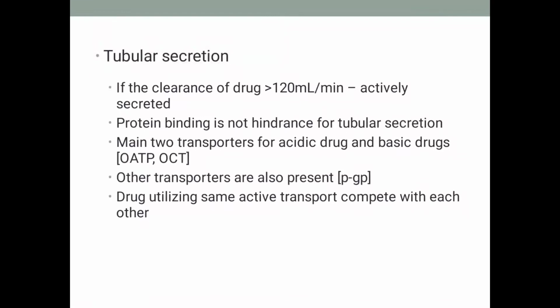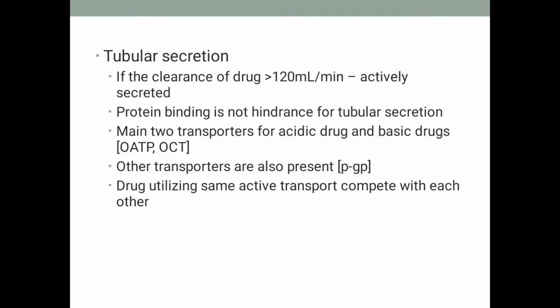The third process through which renal excretion of the drug occurs is tubular secretion. If the clearance of a drug is more than 120 milliliters per minute, then drugs can be actively secreted in the tubules. Protein binding is not a hindrance for tubular secretion, unlike in glomerular filtration. Two main types of transporters are responsible for this tubular secretion. For acidic drugs, organic anion transporting peptide, OATP. For basic drugs, organic cation transporter, OCT. So these two transporters, OATP and OCT, are responsible for tubular secretion of the drugs.